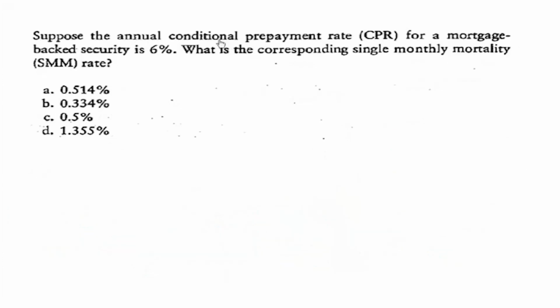Suppose the conditional prepayment rate for a mortgage-backed security is 6%. What is the corresponding single monthly mortality?